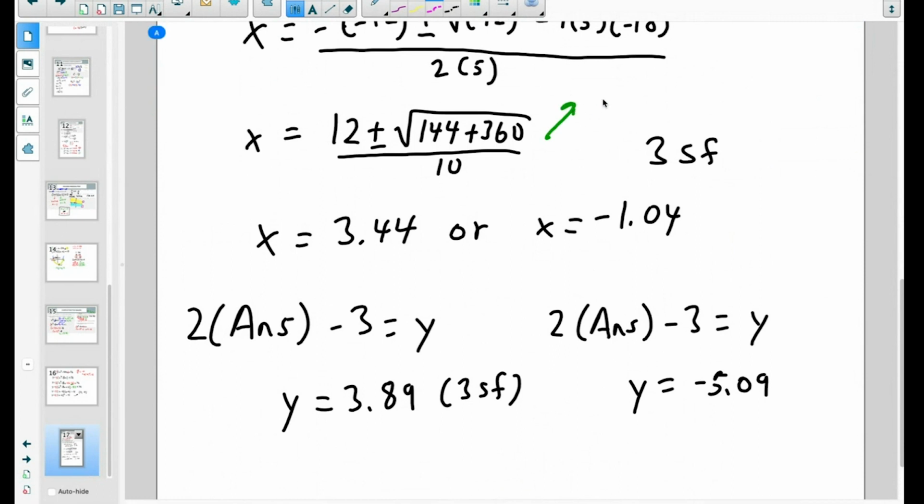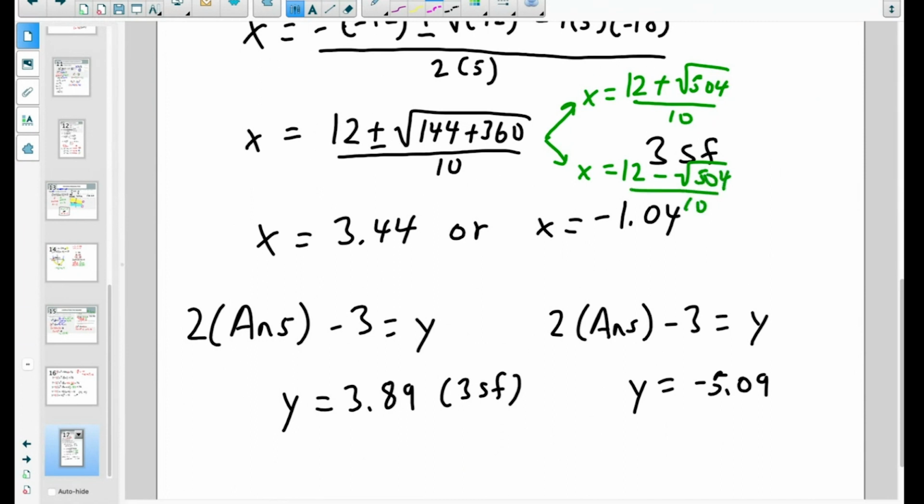Okay, so if you're a little confused about what I mean by answer, remember that when we plug this into our calculator, we'll get x is equal to 12 plus the square root of 144 plus 360. That ends up giving us, oh my goodness, 504, divided by 10. And we'll also get x is equal to 12 minus the square root of 504 divided by 10. So when I say answer, I mean the answer from this one goes here, and the answer from this one goes in here.